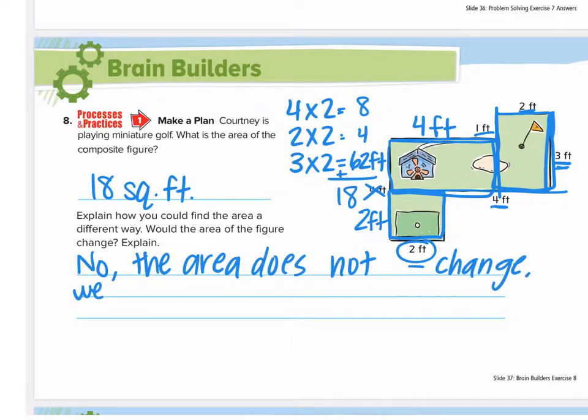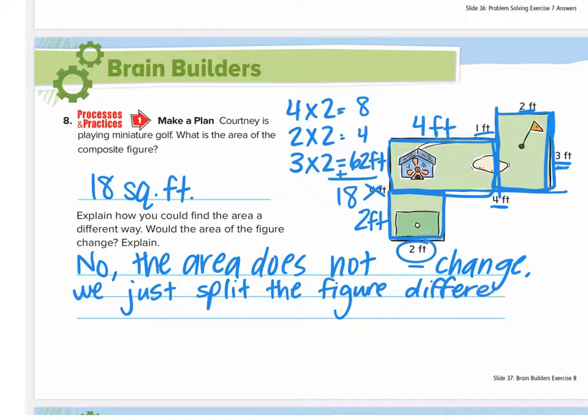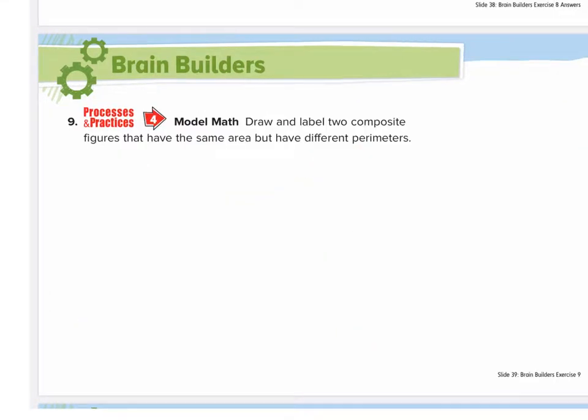We just split the figure differently. The area inside is still the same. And our last question asked us to draw and label 2 composite figures that have the same area but different perimeters. This is going to take a little extra thinking here.